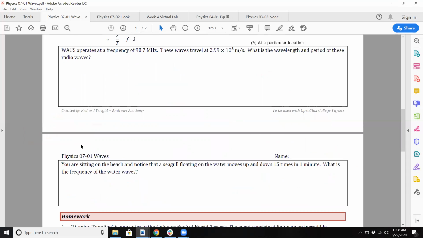A radio station operates at frequency 90.7 MHz. Now M stands for mega. So basically it's 90.7 times 10 to the 6th seconds to the -1. That's the units we use for hertz, seconds to the -1 power. And you're given the velocity is 2.99 times 10 to the 8. That's actually the speed of light. Anyway, I'm not going to get too concerned about that. They want the wavelength and the period.